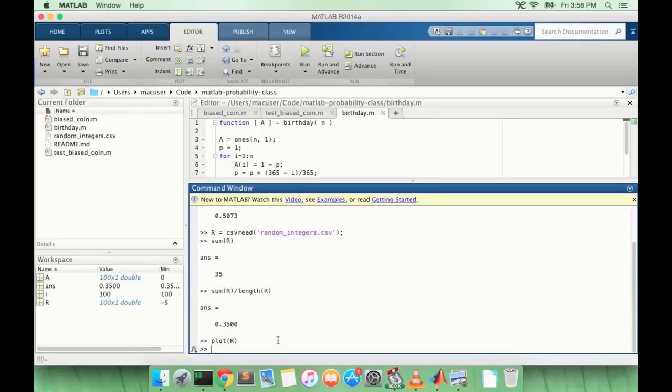And of course, there's an easier way to calculate the mean in MATLAB, and it's just the function mean, right? And so we get the same value.